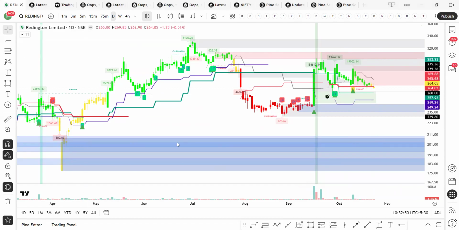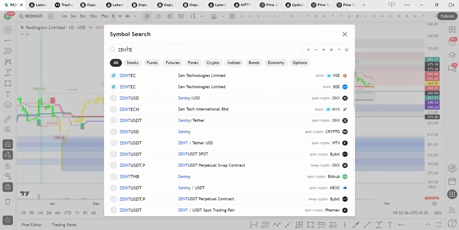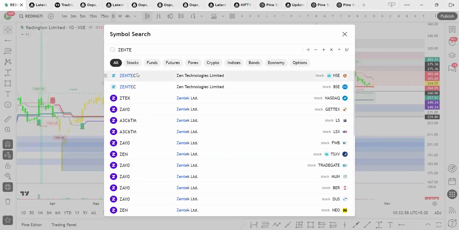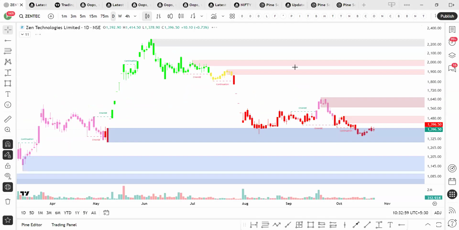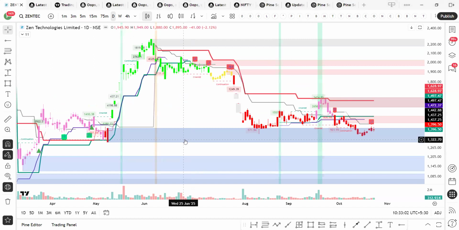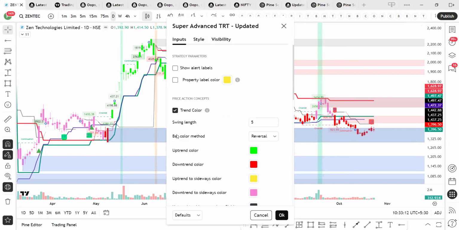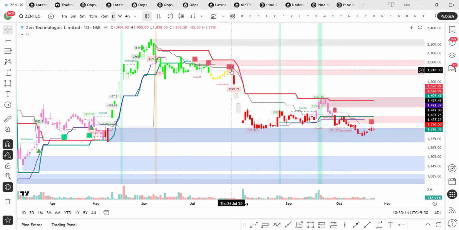Then Zentech. Zentech is in the starting point. You can see color changed to green. Before that, it was red. This is the starting point for this up move, and the color right now is red.